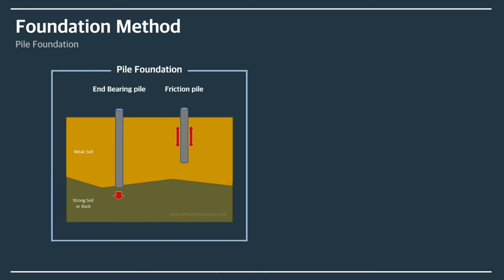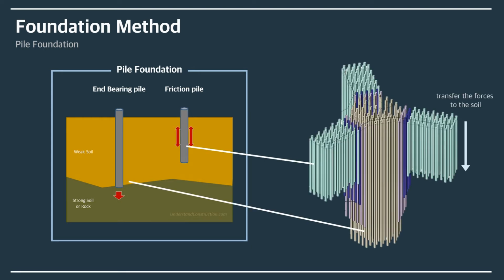First, when there is a layer of weak soil at the surface, and this layer cannot support the weight of the building. Second, when the building has very heavy, concentrated loads, such as in a high-rise structure, bridge, or water tank. Burj Khalifa satisfies both of these situations. The end-bearing piles pass through weak soil and rest on a strong soil layer, hence behaving like a column.